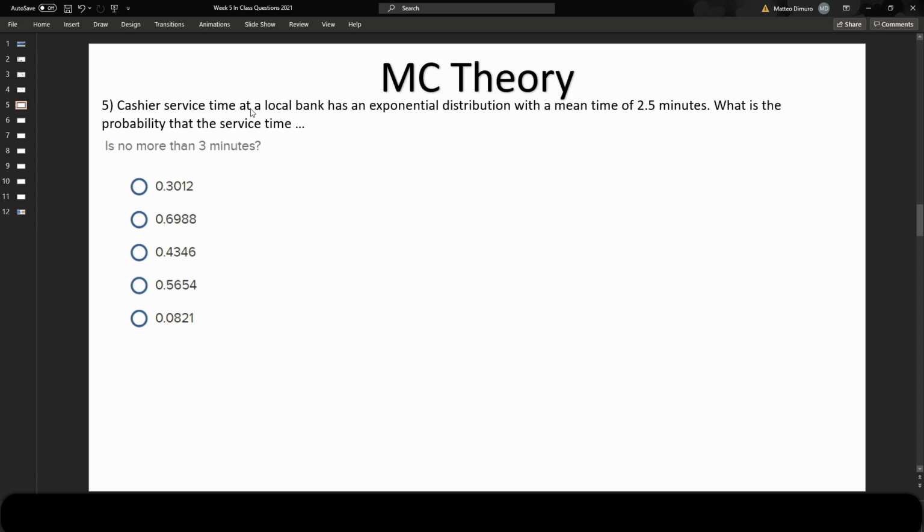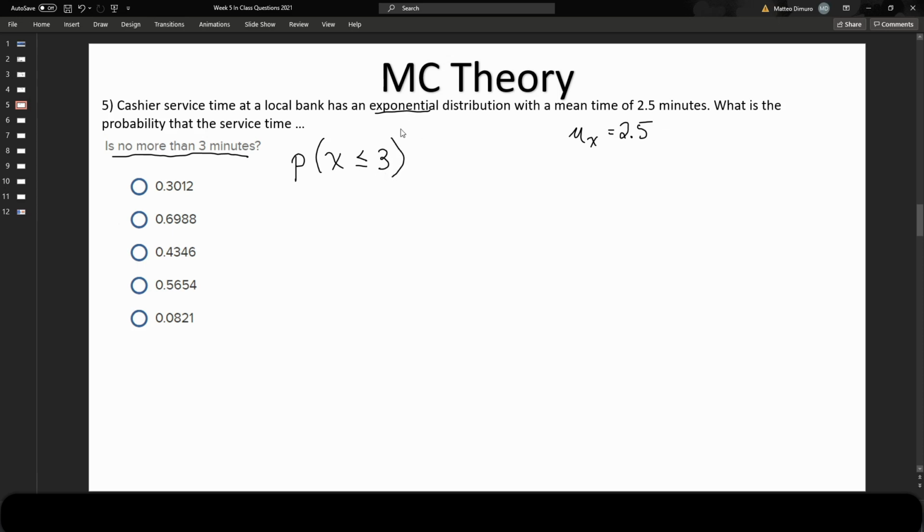So cashier service time at a local bank has an exponential distribution with a mean time of 2.5 minutes. All right, so that's the mean time, 2.5 minutes. What is the probability that the service time is no more than 3 minutes? Okay, well, we're looking for the probability that x is no more than 3 minutes. So less than or equal to 3.